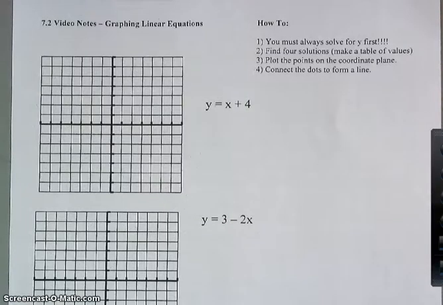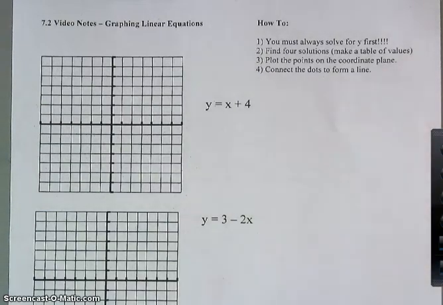So in order to represent a function as a graph, the first thing you need to make sure is that your function is already solved for y. And then you need to find 4 solutions. If it helps you, make a table of values. The next is to plot the points on the coordinate plane, and then connect your dots to form a line. Now all of the functions that we're going to be working with today are linear functions, so they should all form a line whenever you plot them.